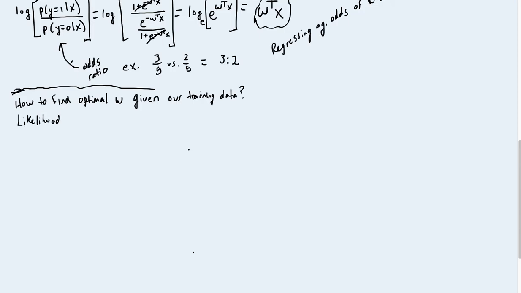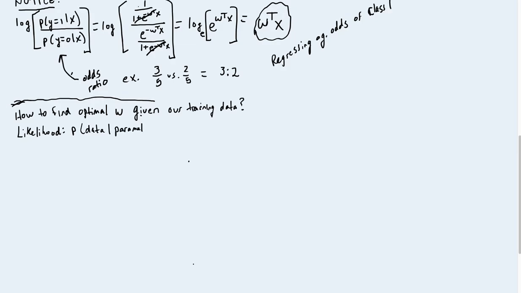And just a reminder, when we say likelihood, what we mean is the probability of the data given our parameters. In this case, just W. So probability of Y, probability that Y would be what it is given X and some choice of W. So let's write that down. We can actually write what the likelihood is.